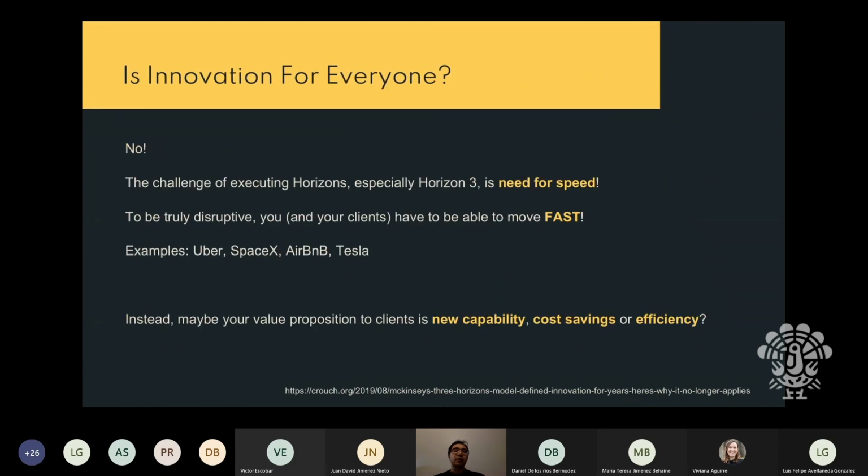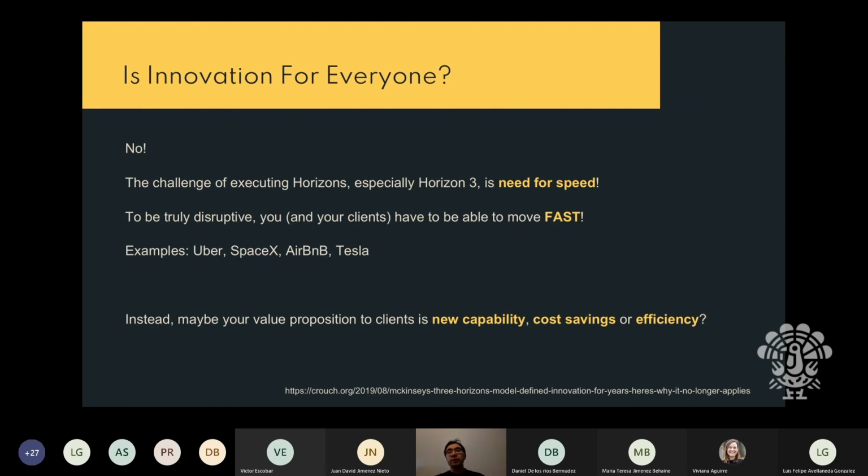I think innovation is not for everyone. If you do Horizon 1, Horizon 2, it's about scaling, executing well. It's about uptime. It's about reliability. It's about service level, quick turnaround, helping the customer to stay up, keep 5.9 uptime or whatever it might be.